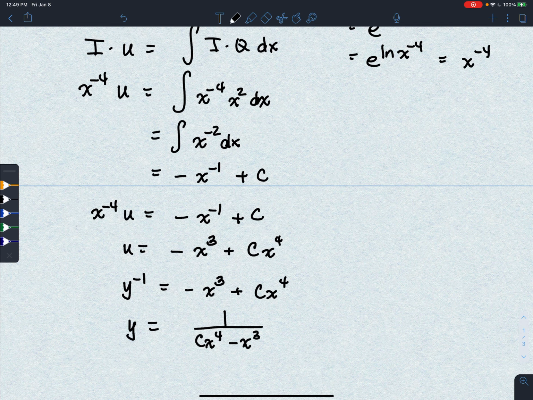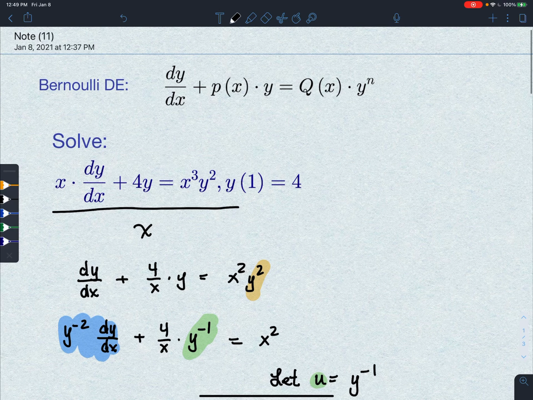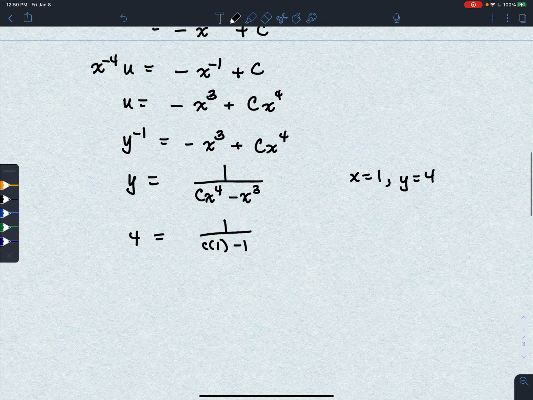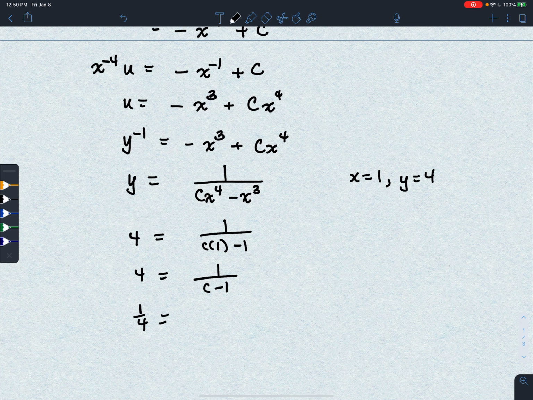And didn't we have initial conditions to contend with as well? So I'm just going to scroll way back up to get those. We know that y at 1 is equal to 4. So that means when x equals 1, y is equal to 4. So we have 4 is equal to 1 over c times 1 minus 1, which means 4 is equal to 1 over c minus 1, which means 1/4 is equal to c minus 1. I'm taking the reciprocal of both sides there. And then c is equal to 5/4.